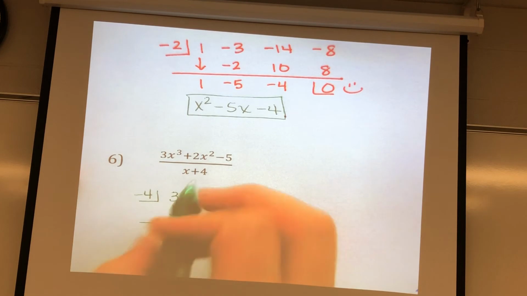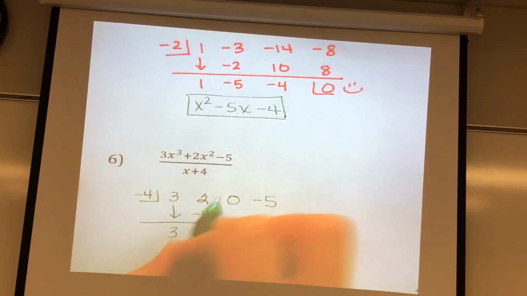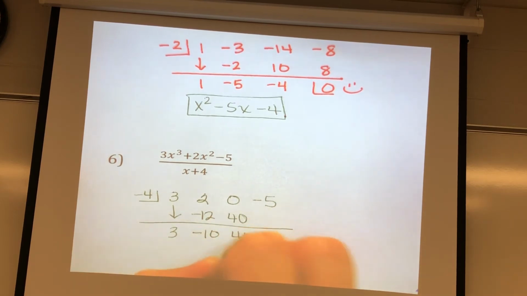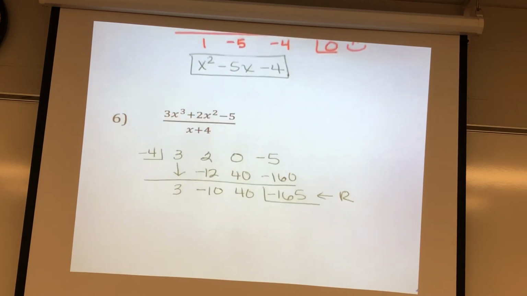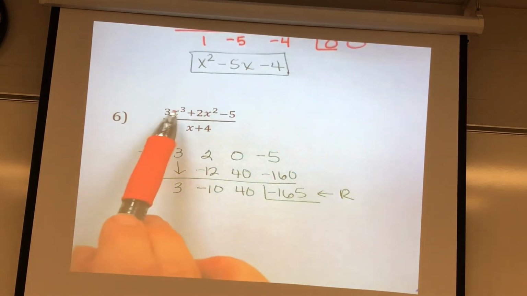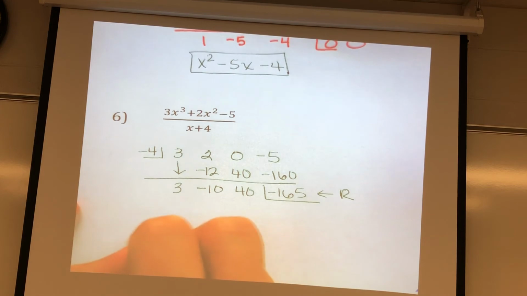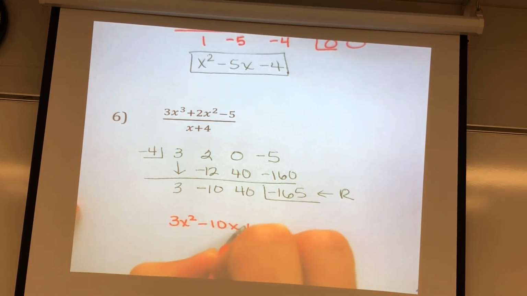Negative 4 times 3 is negative 12. So we get a negative 10, then we get a positive 40, and then negative 160, negative 165. So our remainder this time is negative 165. So it doesn't divide in evenly. That's okay. We could still write a polynomial for our answer. Again, it was a cubic, so that makes our first term a quadratic. So 3x squared minus 10x plus 40.